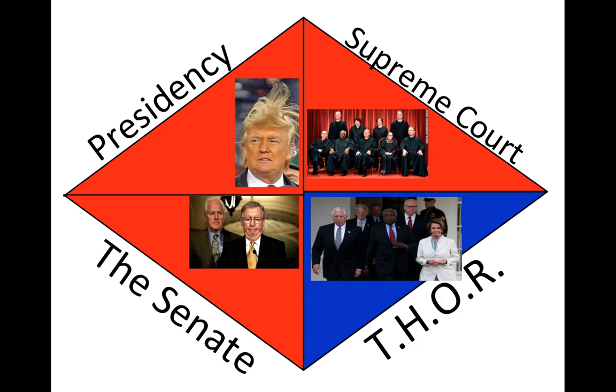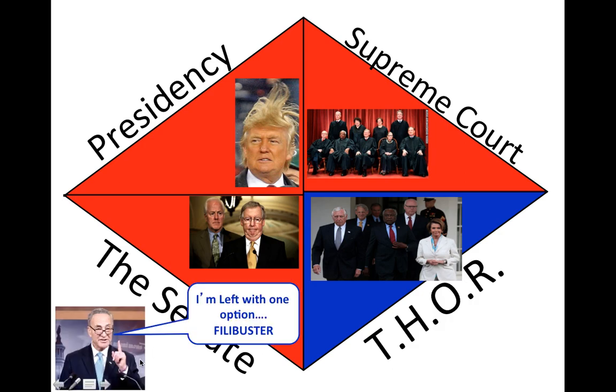Then our House of Representatives, remember there's Nancy, there's her majority leader, Steny, and then there's the majority whip, Jim Clyburn. They are all Democrats, okay? So Democrats have a kind of hard battle to fight right now. So then there's Chuck Schumer saying, I'm left with only one option, the filibuster in the Senate, in order to fight for their policies, morals, so on.